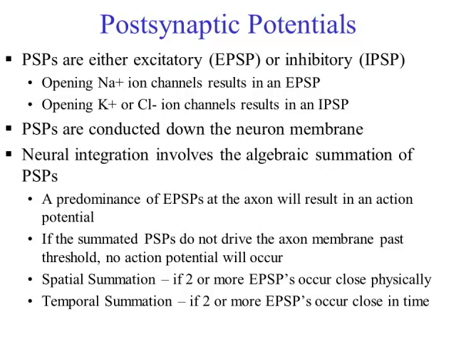The other way to do that is through spatial summation, where it's not necessarily one neuron hitting the target neuron fast, but you have multiple neurons all talking at that target neuron all at the same time. So that you're going to have that same effect. Each one's going to give a little bit, but then it'll all add up to excite the neuron.